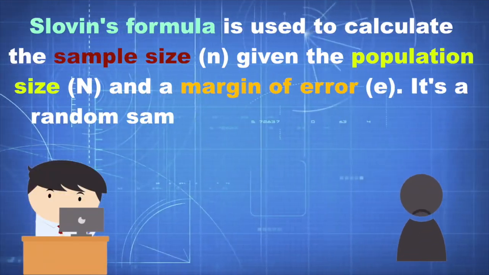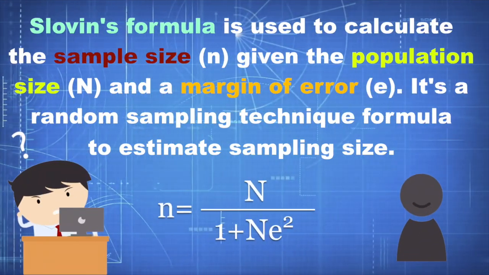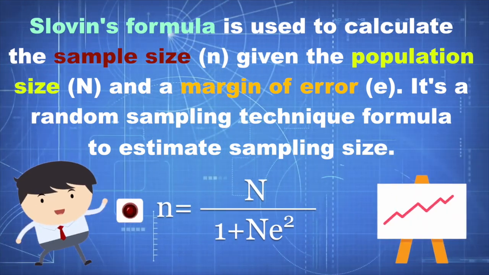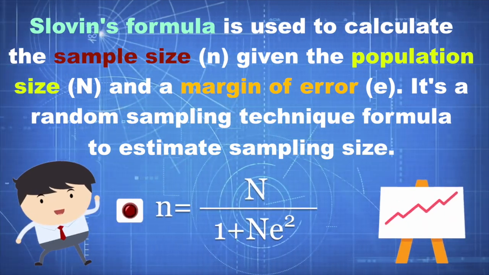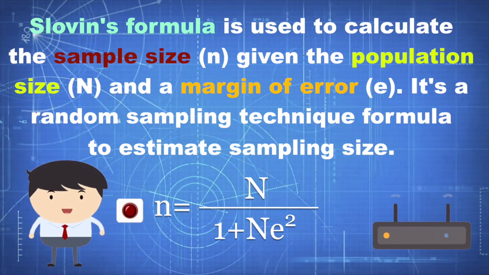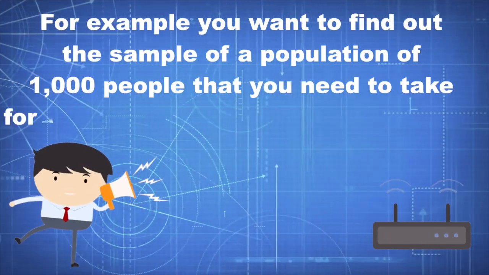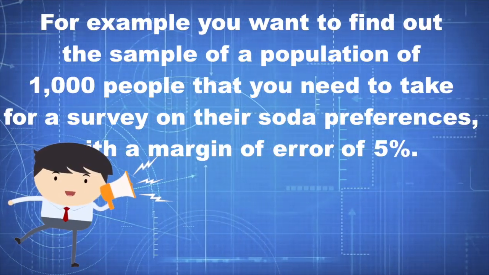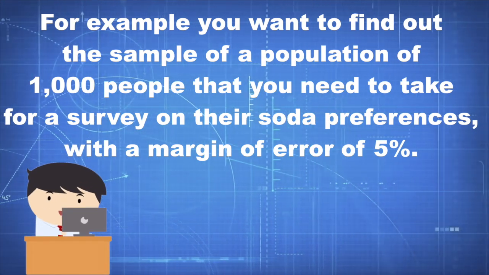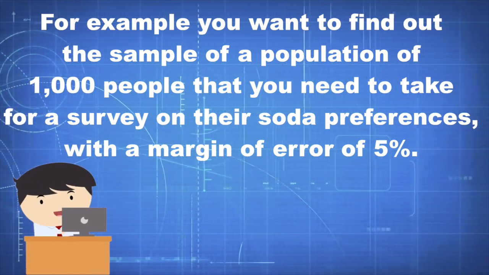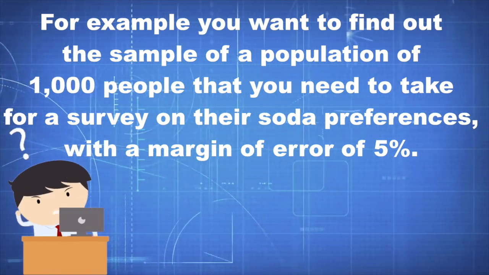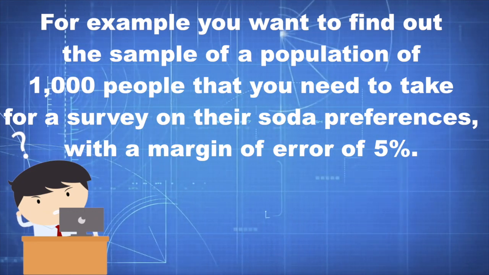Slovin's formula is used to calculate the sample size given the population size and the margin of error. It is a random sampling technique formula to estimate sampling size. For example, you want to find out the sample of a population of 1,000 people that you need to take for a survey on solar preferences, with a margin of error of 5%.